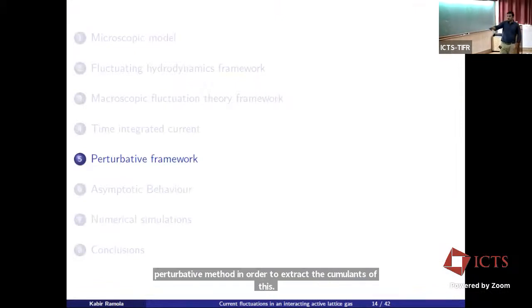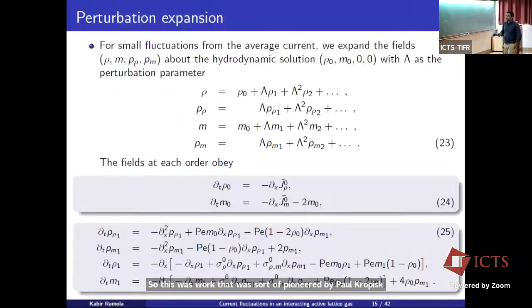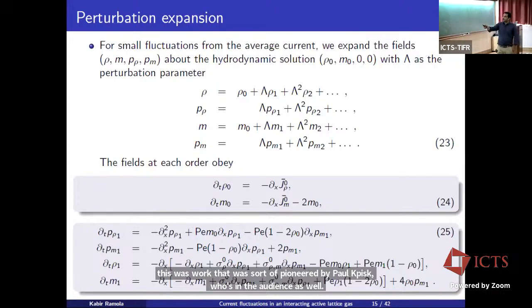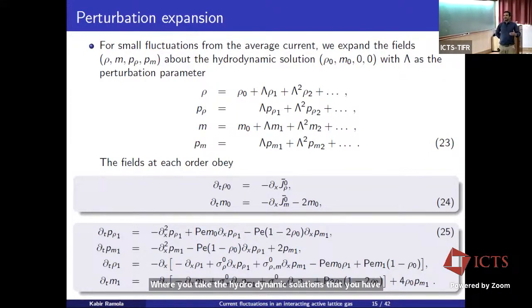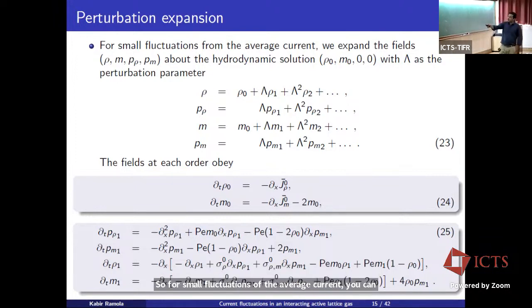So this was work that was sort of pioneered by Paul Krapivsky, who's in the audience as well, where you take the hydrodynamic solutions that you have for the Euler-Lagrange equations and then do a perturbation expansion. So for small fluctuations of the average current, you can expand the fields, the density and the magnetization fields, about the hydrodynamic solutions with some perturbation parameter lambda at every order in the standard perturbation expansion. And so you have rho naught and m naught that would correspond to the hydrodynamic solutions.